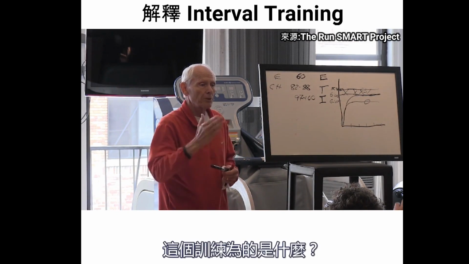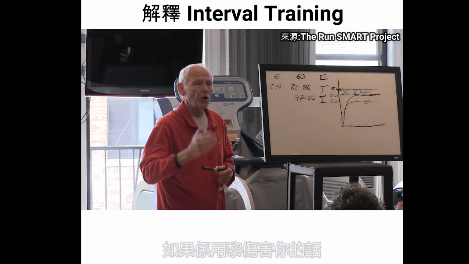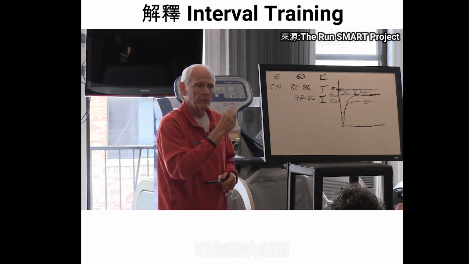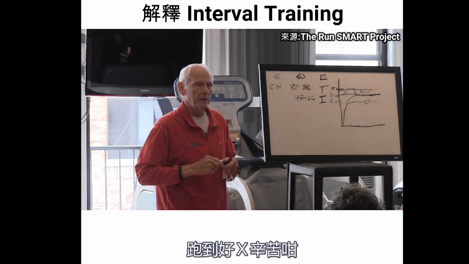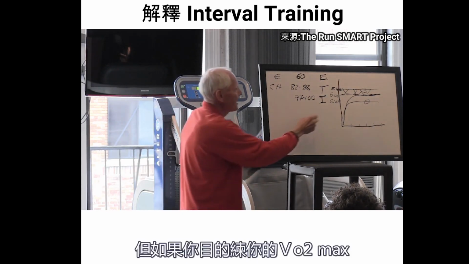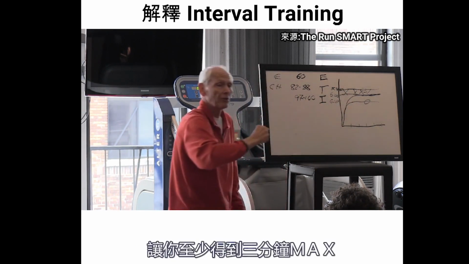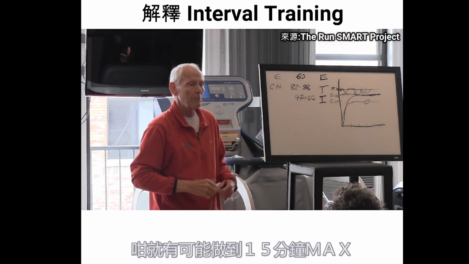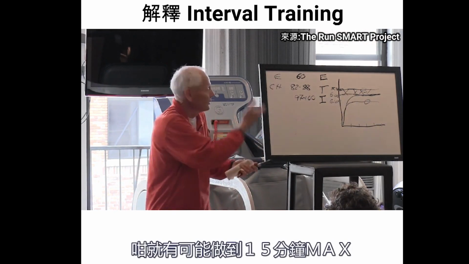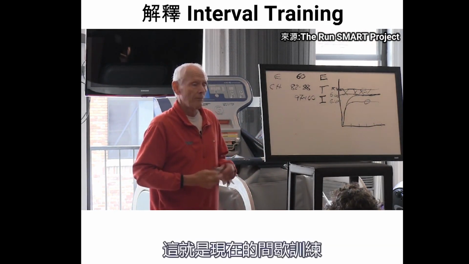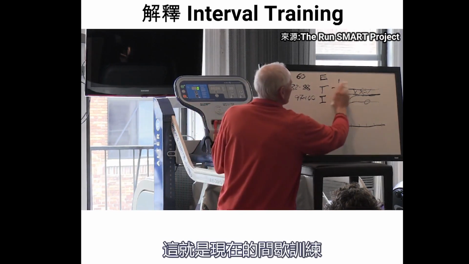And so what's the purpose of this workout? If the purpose is to hurt, then go out real fast and be as miserable as you possibly can. But if the purpose is to spend time at your max, you better run them all at 6-minute pace so you get at least 3 minutes on each one of them at your max. That'd be 15 minutes at max as opposed to only 6. Okay, so that's the interval training.